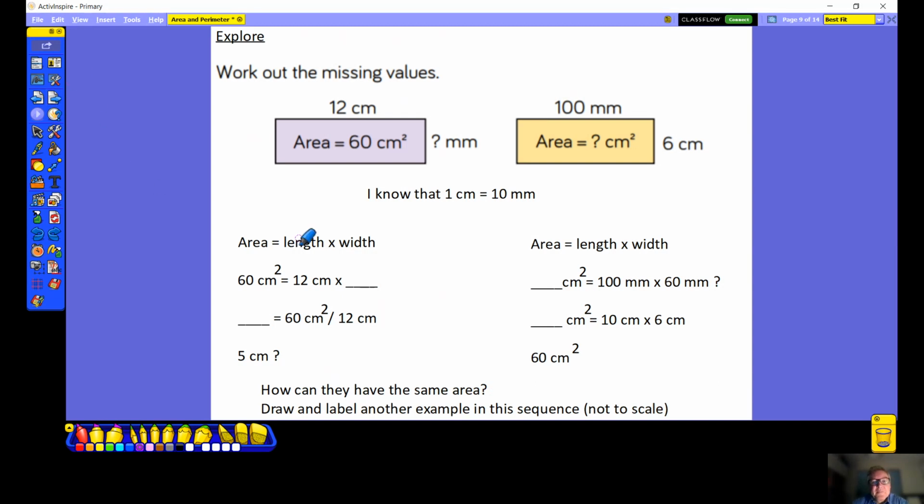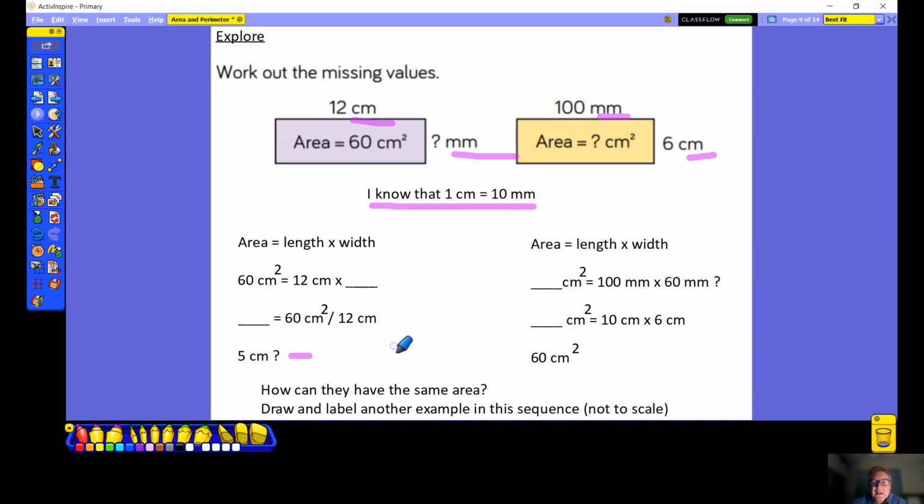This is how I've approached it. The first thing I was thinking was, I know that 1 centimetre is equal to 10 millimetres. And why was that? It was because I noticed this in both of them, the different units of length. So if I take this one, I know that area is length times width. So 12 times something equals 60. 60 equals 12 times what? Well, here's the inverse. So 60 divided by 12, 5?